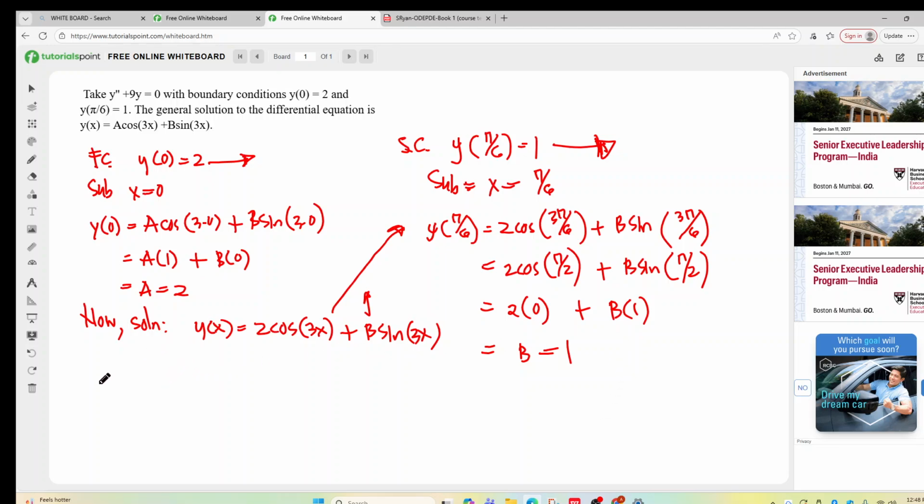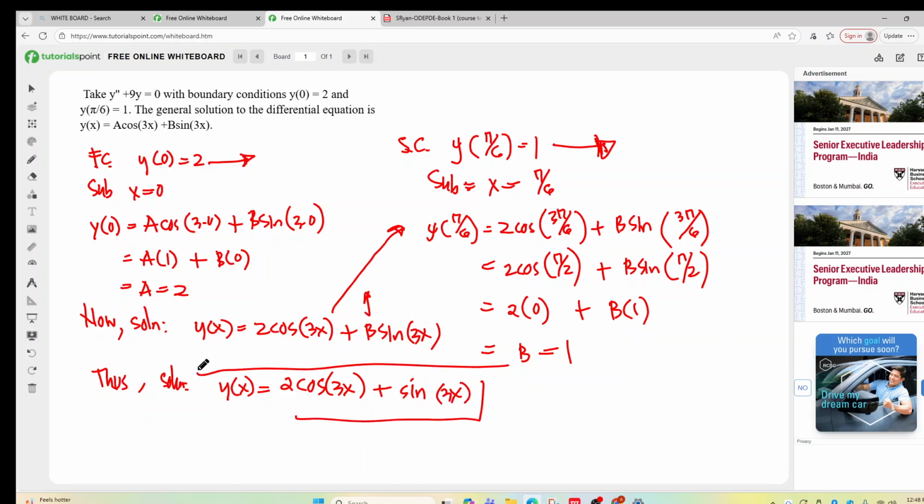So the solution to the differential equation that satisfies the boundary conditions is given by y of x is equal to 2 cosine 3x plus, since our b is equal to 1, we cannot write 1 times sine, so we can write it as sine 3x. And that is the solution for this differential equation.